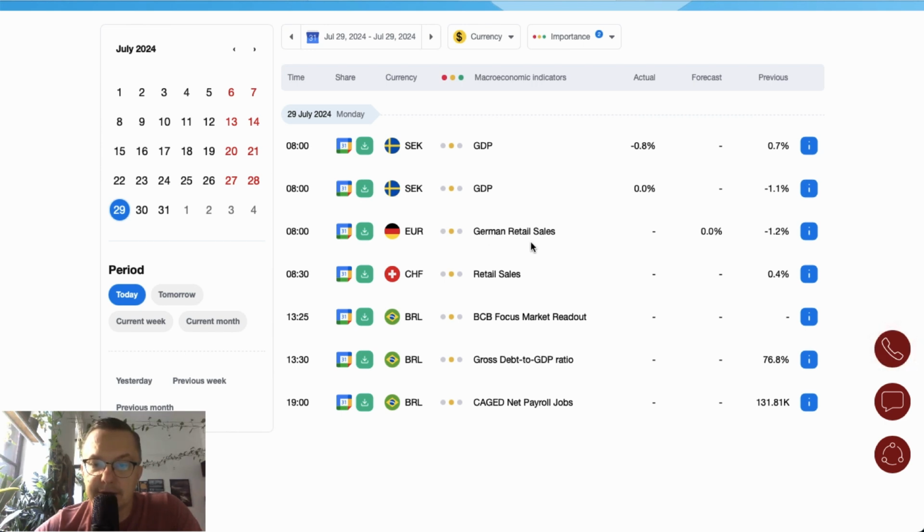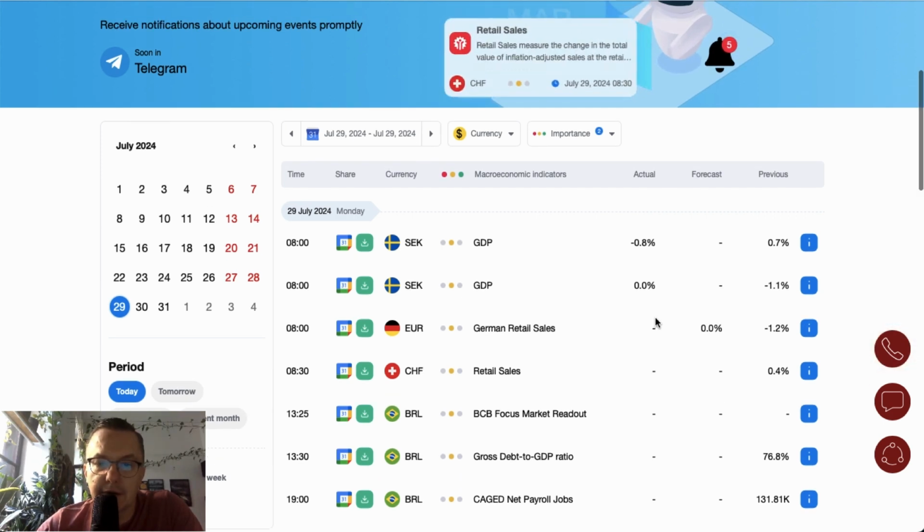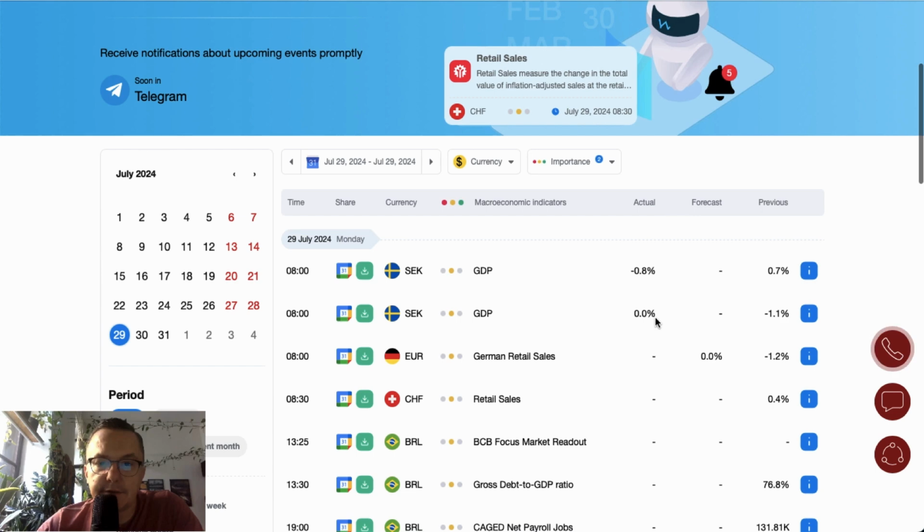German retail sales are expected to increase from minus 1.2% to 0%, and then 30 minutes later we got retail sales from Switzerland scheduled for release. This time we got only a previous reading of 0.4%. And this is how it looks on Monday. So not really a busy day with macroeconomic data releases.